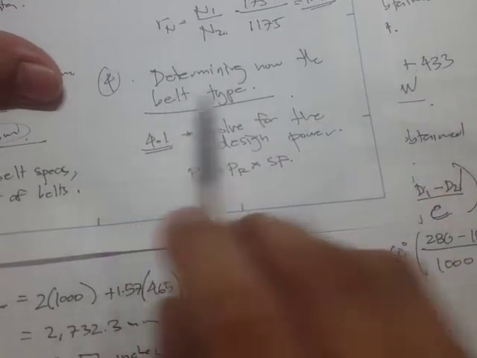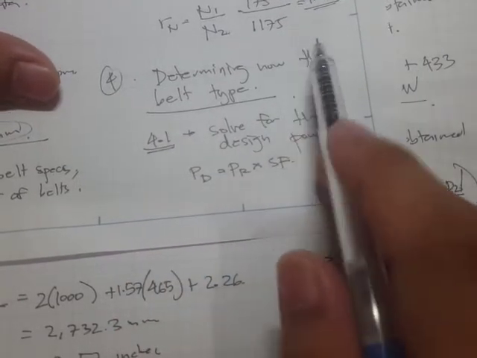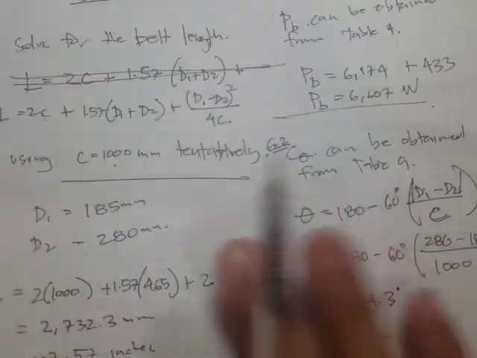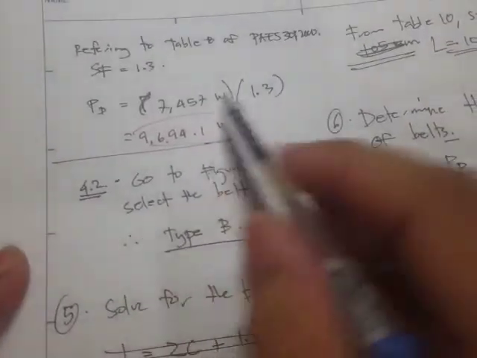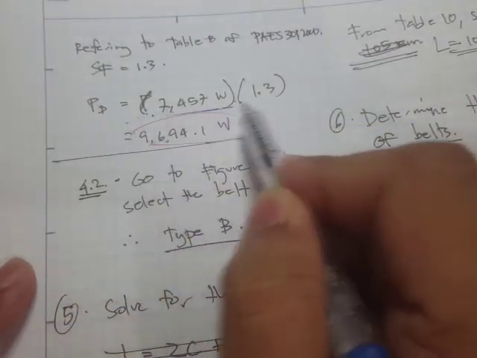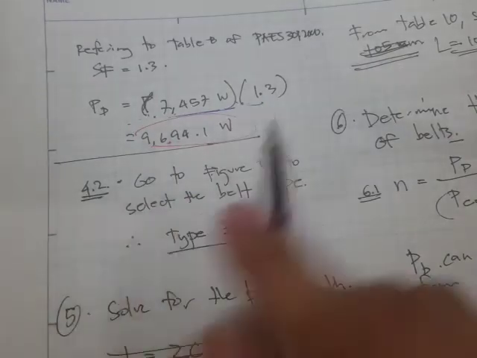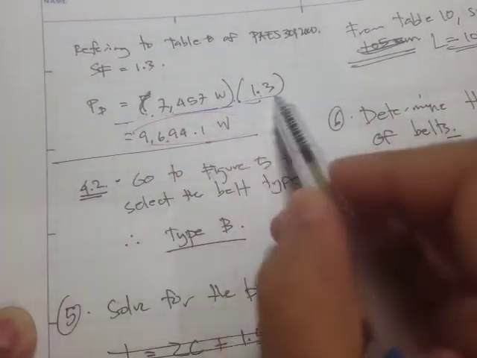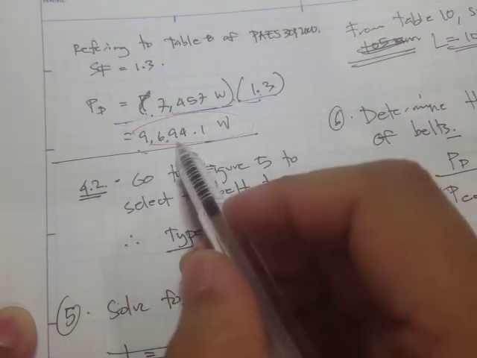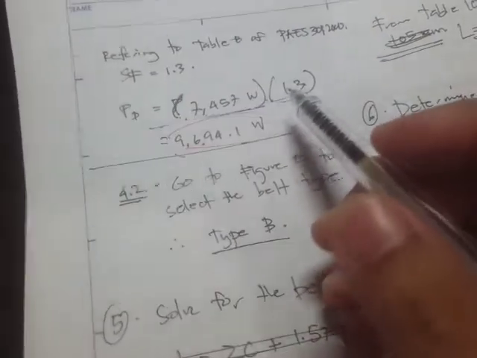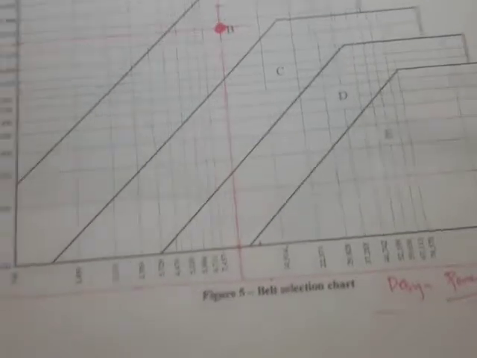Okay, so the next one is to determine the type of belts. So to do that, we need the design power, which is just a product of the rated power from the motor and the service factor. And the service factor is taken from the tables, and we obtain this value 9,694.